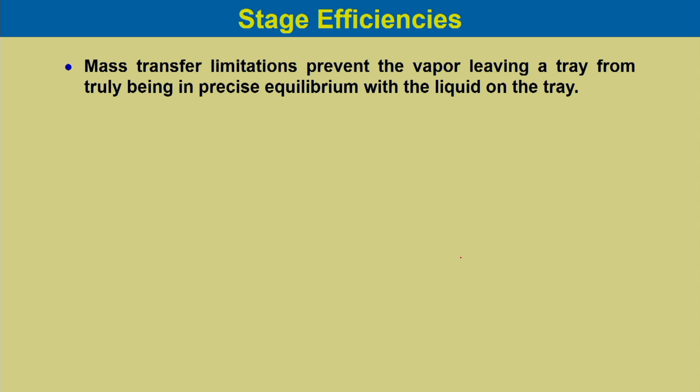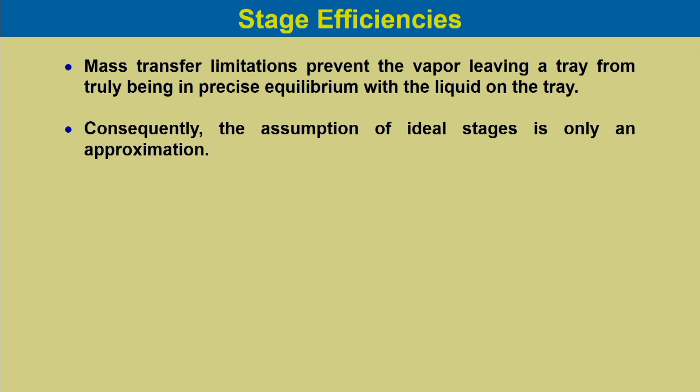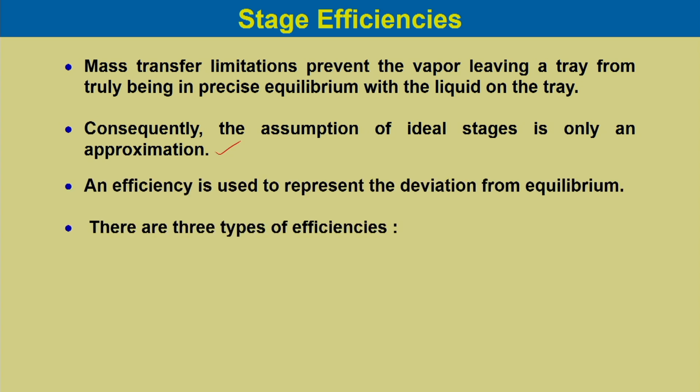So, consequently, the assumption of ideal trays is only an approximation, and actually equilibrium is not reached. So, an efficiency is used to represent the deviation from equilibrium. There are three types of efficiencies which can be defined.